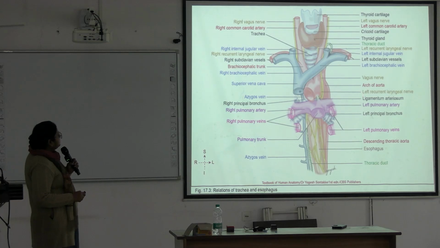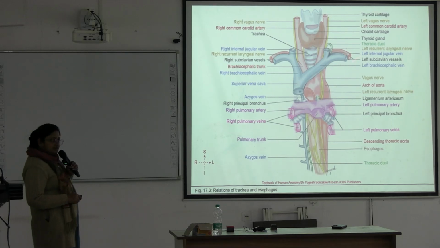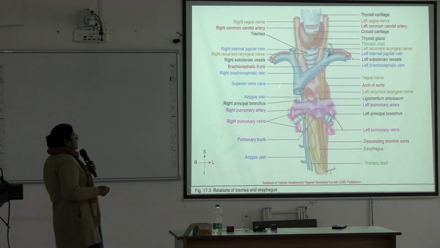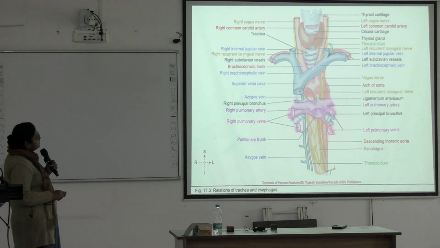So these are the relations we have discussed. Trachea in front of the larynx and trachea. This is the thyroid gland. On the two sides, the common carotid artery, vagus nerve. These are the internal jugular vein and subclavian vein joining to form the brachiocephalic vein. The left brachiocephalic vein is longer, crossing the trachea in front and joining the right brachiocephalic vein, forming the superior vena cava. This is the arch of aorta. This is the left vagus giving the recurrent laryngeal nerve. These are the three branches of the arch of aorta: brachiocephalic trunk, left common carotid, left subclavian.